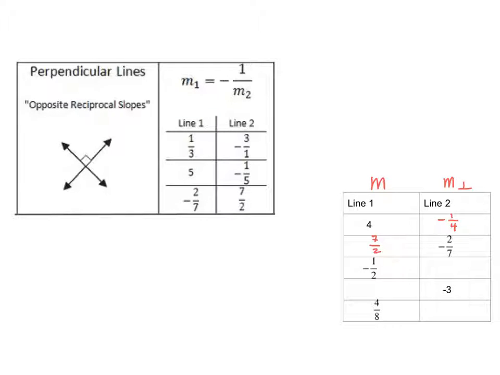Okay, this one here is negative, so it's going to be positive. Flipped over is 2/1, but that's ugly, so we know that's just 2. When I have a whole number, I have -3/1. I know that the reciprocal is going to be positive, and it's going to be positive 1/3. 4/8 is the same as 1/2. When I flip it over, it's going to be 2, and it's going to be -2.